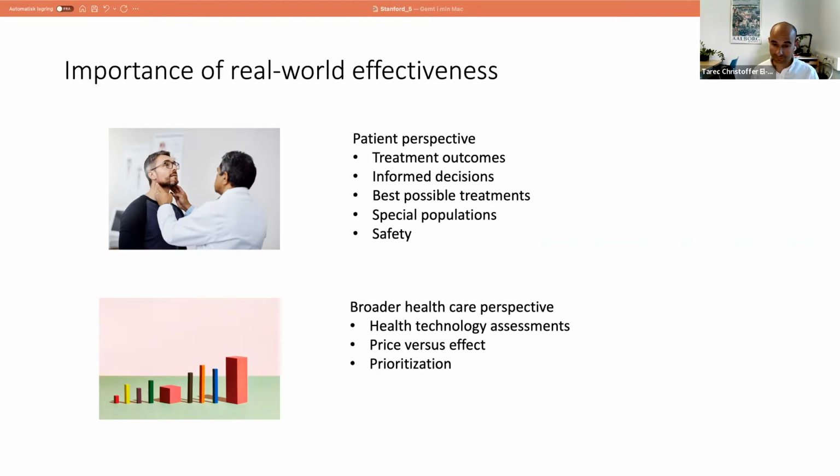really valuable. But I also think this is important from a broader healthcare perspective, because you really need to understand what kind of value new treatments add to healthcare, and if you are able to get the same positive effects from new treatments as you did expect from the clinical trial results.